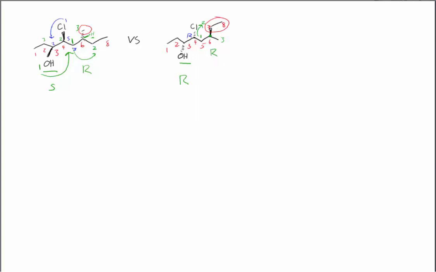Okay, so we have R and R on carbon 6, but we have S and R on carbon 3, and S and R on carbon 4. So you've probably already determined that these are diastereomers.